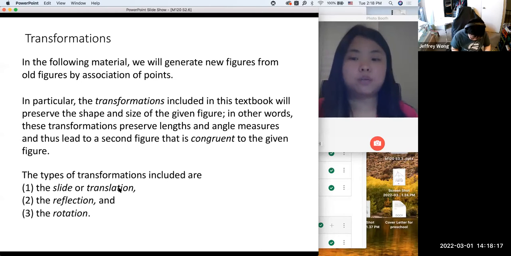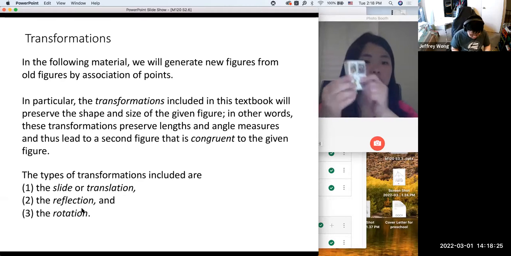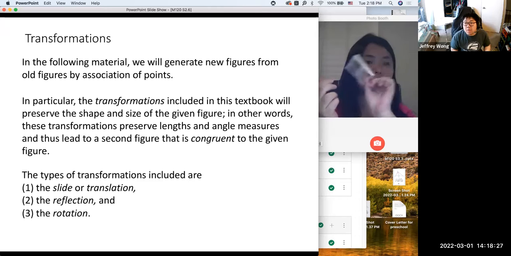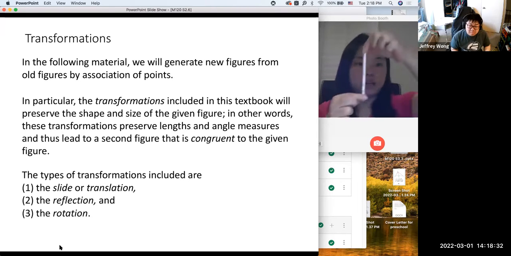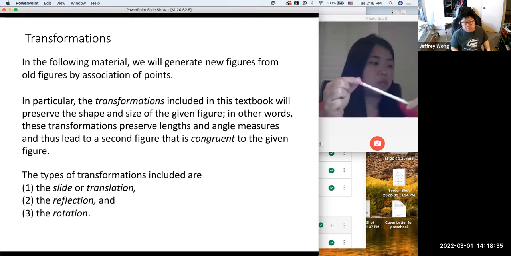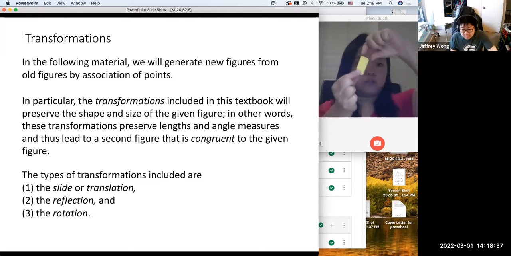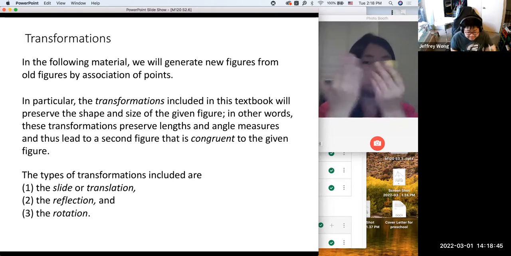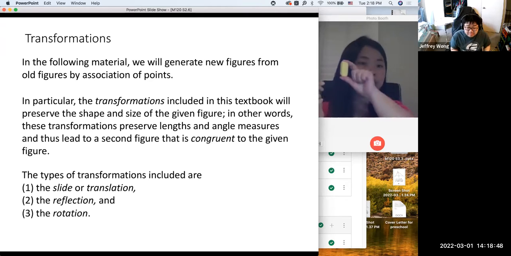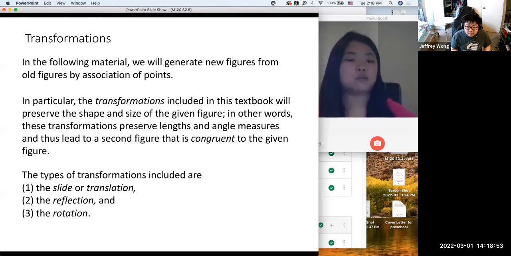We do have three types of transformation. The first one, the slide or the translation, the reflection. Reflection is just like a mirror, okay, like this way. And then the rotation. Rotation, it can be a pen, and then I rotate like this way. Or I have the eraser like this, and then I rotate like 45 degrees. Okay, this is called the rotation. Reflection is like a mirror. And then the slide, it can be like from here, you move something like that. Okay, so these are the three types of transformation.